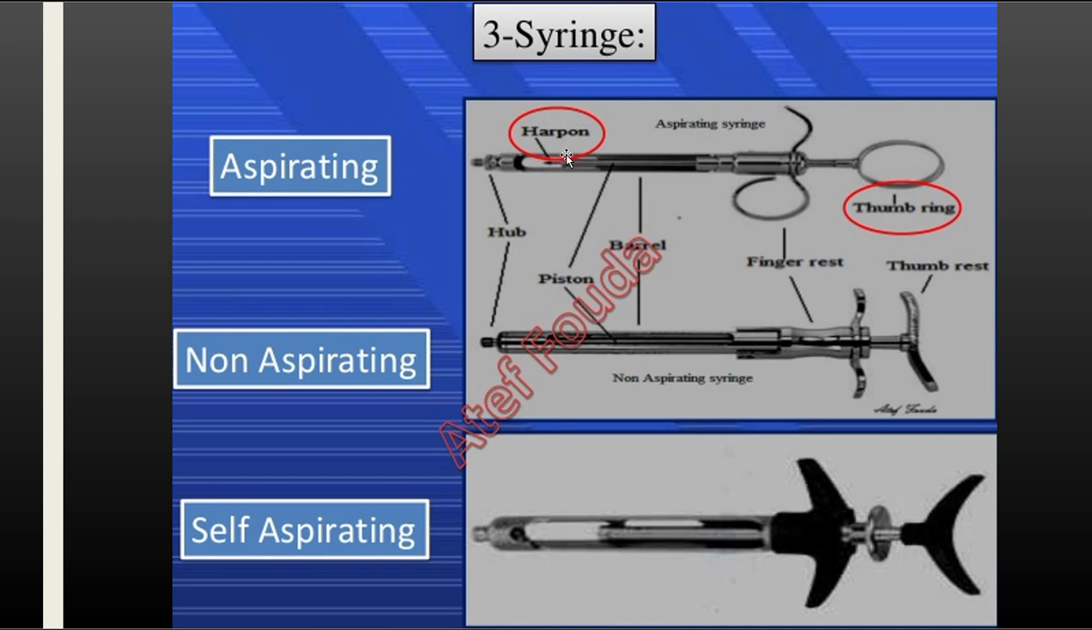Now, the non-aspirating does not have that feature. So if we are in a vessel, we will not be able to know until after we have given the anesthesia and we find blood in the carpule or the ampoule. The self-aspirating aspirates by itself, and you find that it has, of course, a harpoon, and you find no blood, and you give.